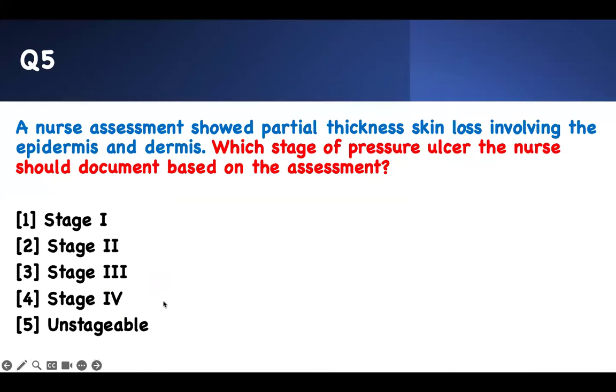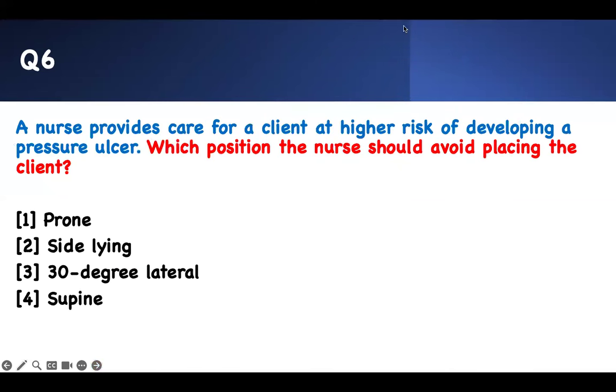Once again, pause the video, answer it, and then listen to what I have to say. Which position should the nurse avoid placing the client in? That means don't pick that wrong answer. And then provide care for a client at higher risk of developing pressure ulcer. So the patient is likely to develop a pressure ulcer. Which position should you avoid?